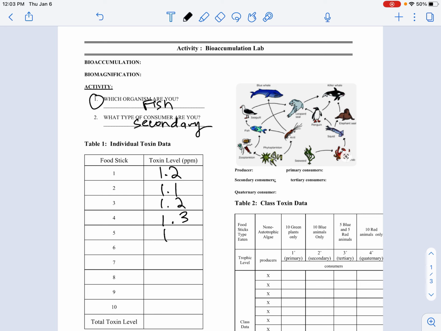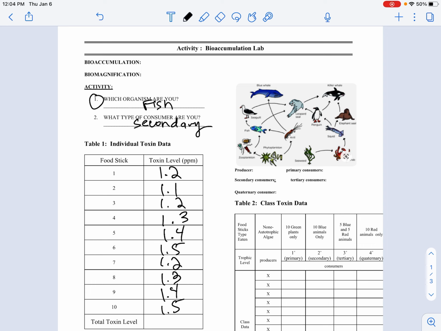I'm going to need 1.2, 1.3, 1.1. Those were your blue ones. And then for your green ones, I mean your red ones. Oh no, you're only blue, I'm sorry. So you're going to be like this: 1.2, 1.3, 1.4, 1.5. All right, so now you are going to write them in on this side. You're going to be writing them into the toxin levels on your sheet. So you see where table one is?